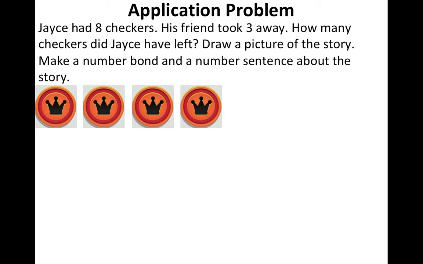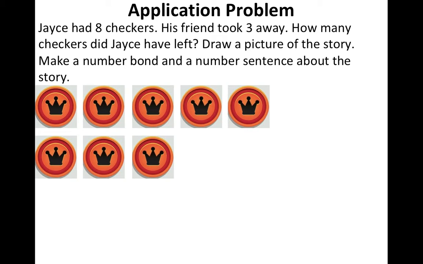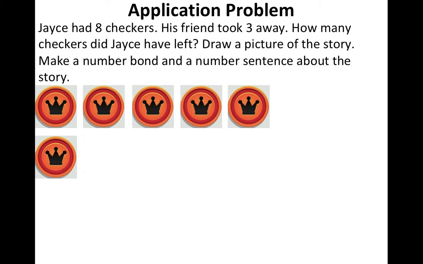So, as you can see, you have your math story and you have to do 3 things. 1, you have to draw the picture. 2, you have to draw a number bond. And 3, you have to make a number sentence. So we know he has 8 checkers, so I will first draw 8 checkers. The next information given to us is his friend took 3 away, so I will make 3 disappear because his friend took 3 away.